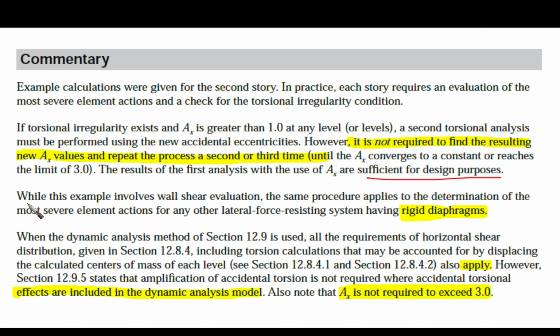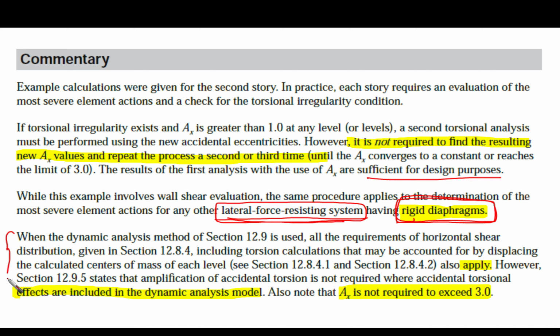While this example involves wall shear evaluation, the same procedure applies to the determination of the most severe element actions for any other lateral force resisting system having rigid diaphragms. Again, we're talking about rigid diaphragms, not flexible, and you can apply the same procedure in any type of lateral force resisting system, like braced frames or moment frames or anything.